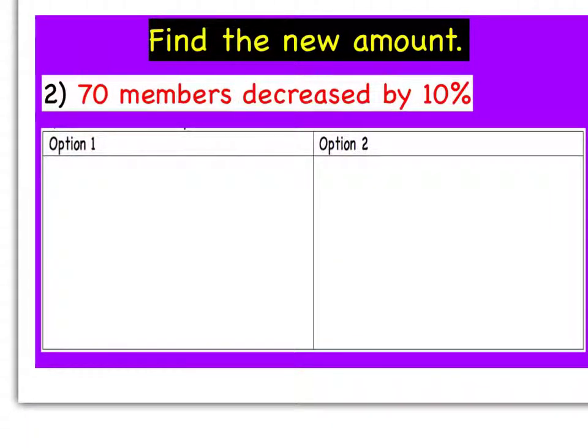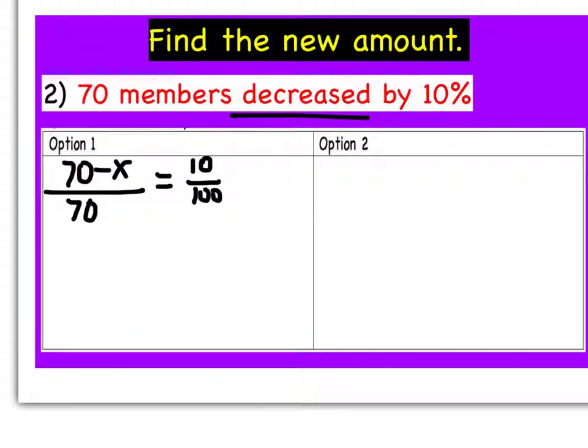Let's look at a decrease problem. It says find the new amount, 70 members decrease by 10%. We're going to go ahead and still do option number 1 and option number 2, and you can choose which one you like best. So we're going to have our large number minus our small number, because remember we're decreasing over the original amount, just like what we did yesterday. And now we know our percentage. I'm going to go ahead and put 10 over 100 in this case.